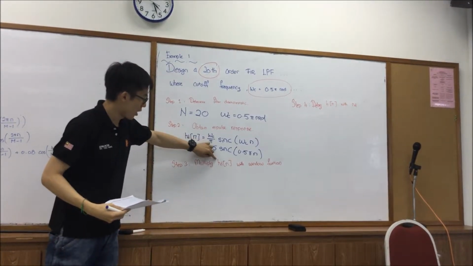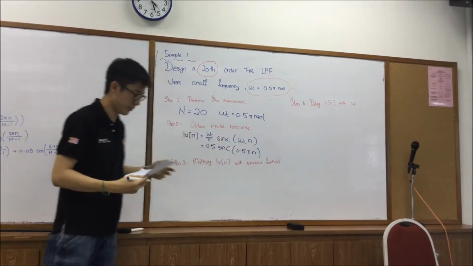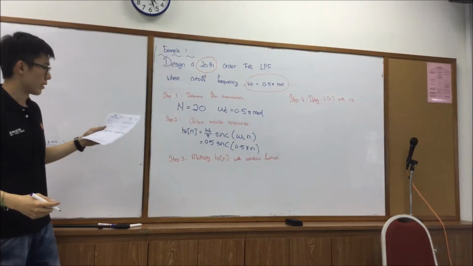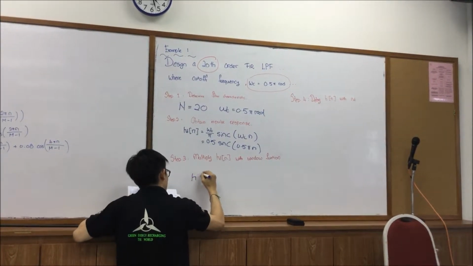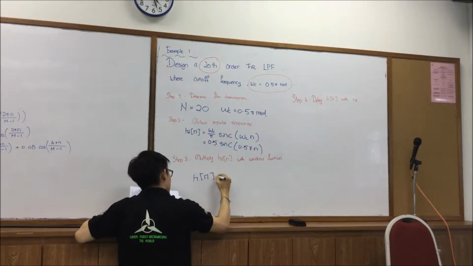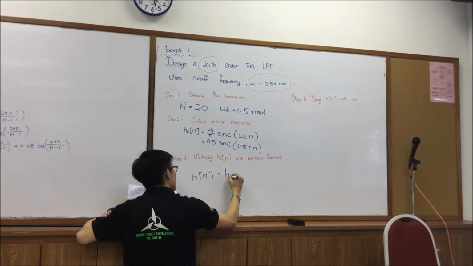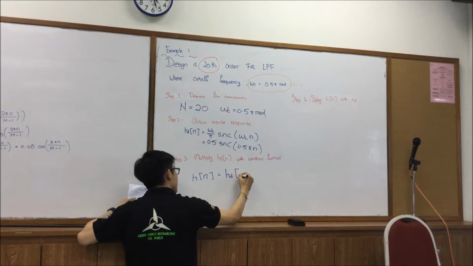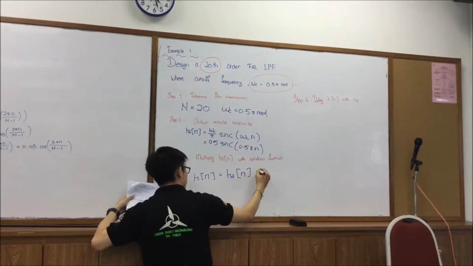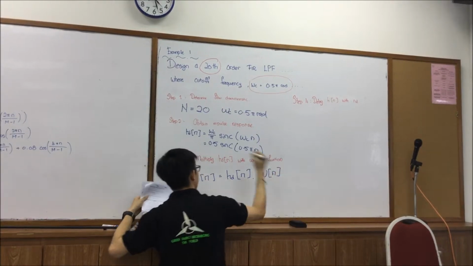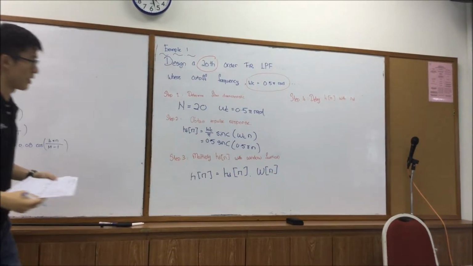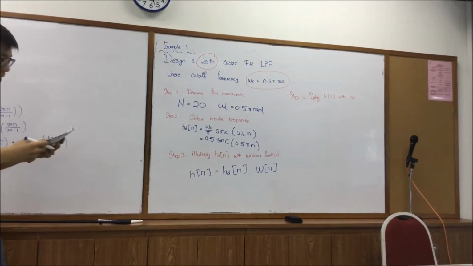Okay, after this, we're going to step 3. Multiply h_d(n) with window function. So now, the impulse response will become h(n) equal to h_d(n) times window function w(n). So next, we are going to step number 4.